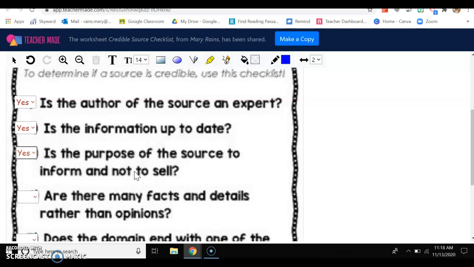Like, what is the purpose of this article? What is the purpose of this advertisement, of this video, of whatever you're reading? Because if it is to sell you on something, then they have an agenda behind it. It's not just for the purpose of informing you on stuff.